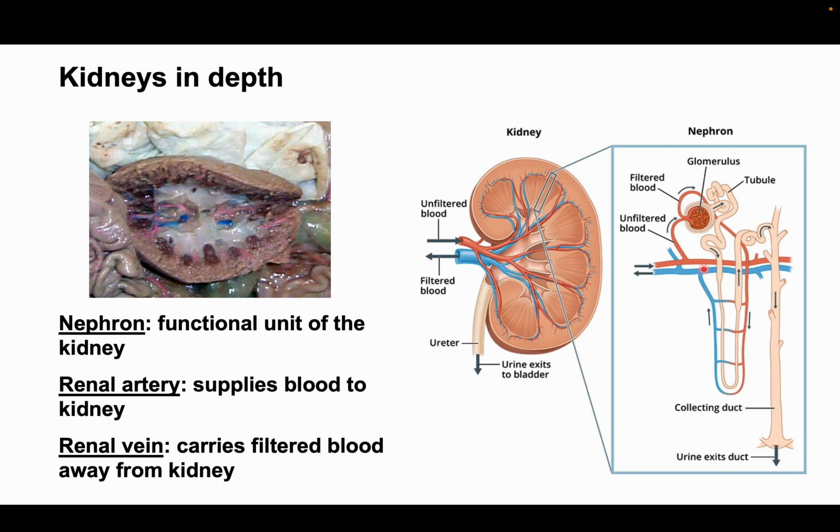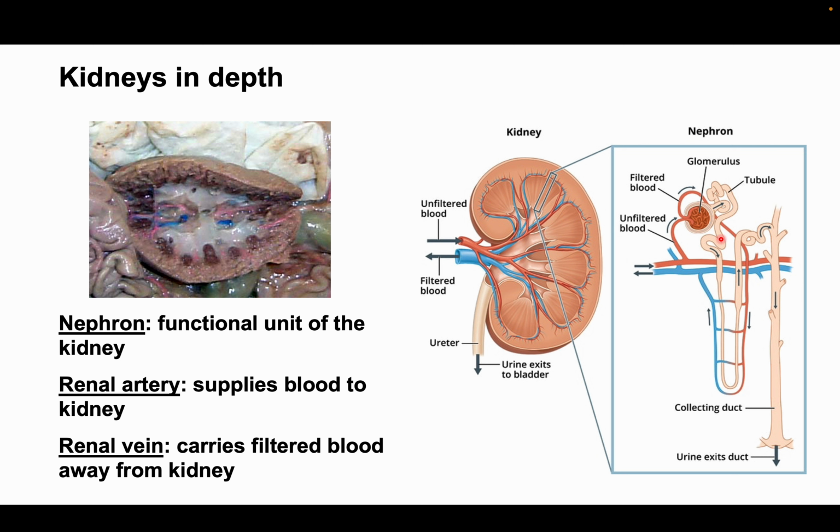Anything that is considered waste and your body decides that it really doesn't need is then going to drain into the collecting duct. And the collecting duct at this point, it's holding urine. And then the urine is going to leave the kidney via the ureter. So you don't really see the production of urine until it gets to this collecting duct.